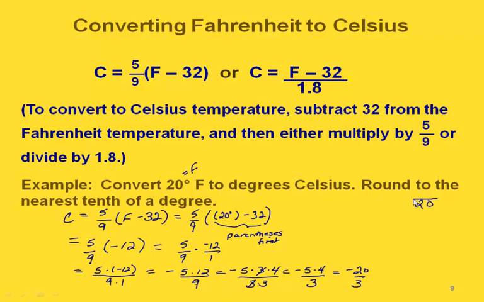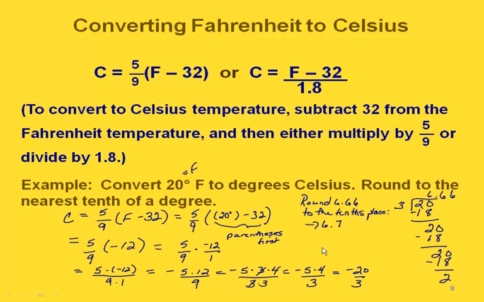So let's go ahead and divide our 20 by 3. 3 goes into 20 6 times, and we get 18, and if we subtract we get a 2. We're going to take this out to the hundredths place so that we can round to the nearest tenth. So 3 goes into 26 times again. We get another 2. We get another 6 here. Okay, now we've taken it out to the hundredths place. That's as far as we need to go. If we round 6 and 66 hundredths to the tenths place, that would give us 6 and 7 tenths. That means that 20 degrees Fahrenheit is equal to 6 and 7 tenths of a degree Celsius.